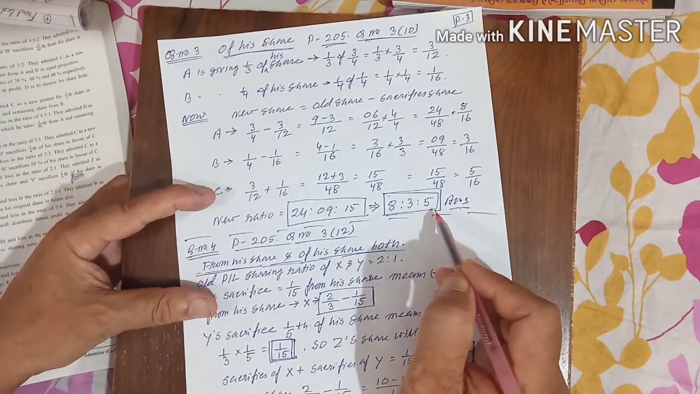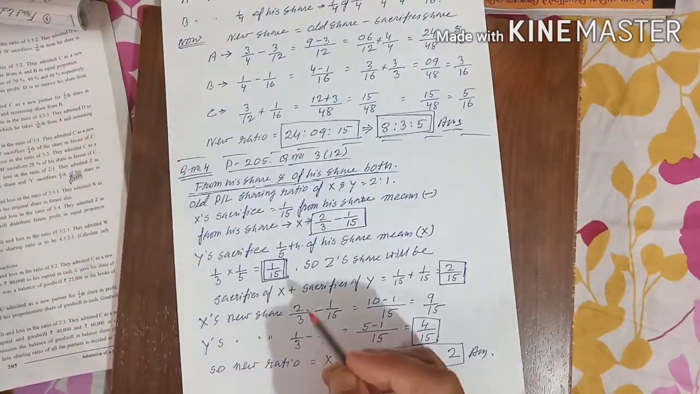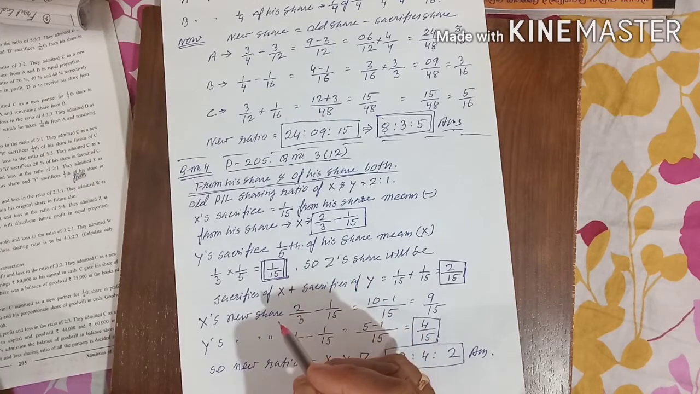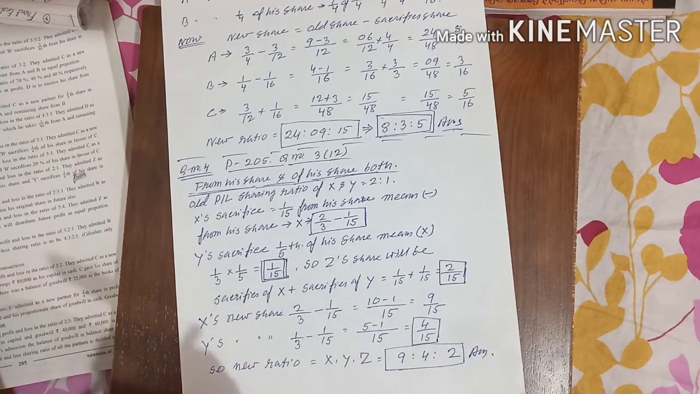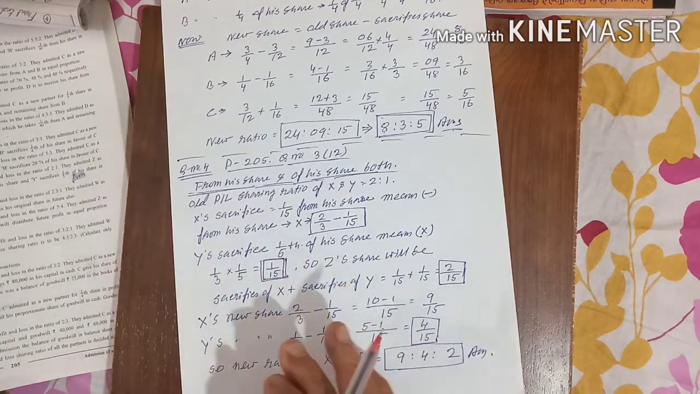That is the question. Now I want to tell you one more question. It will be like that. In question number 4, you will get both "from his share" as well as "of his share", which I told you.